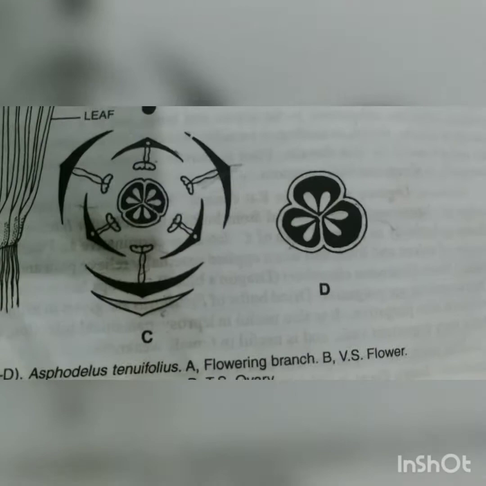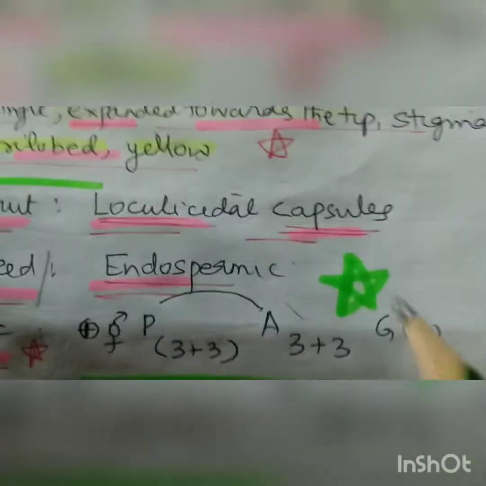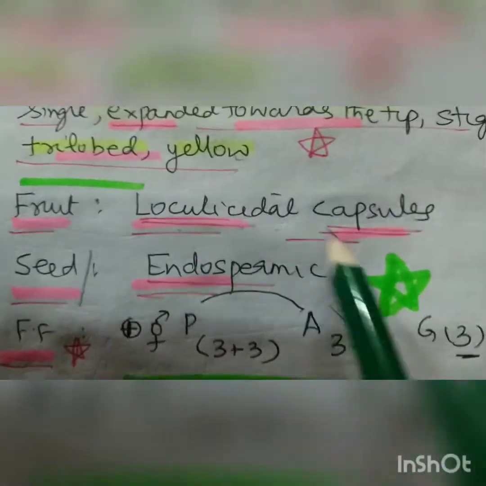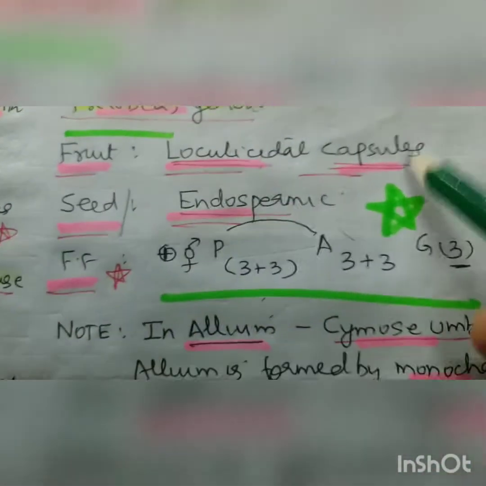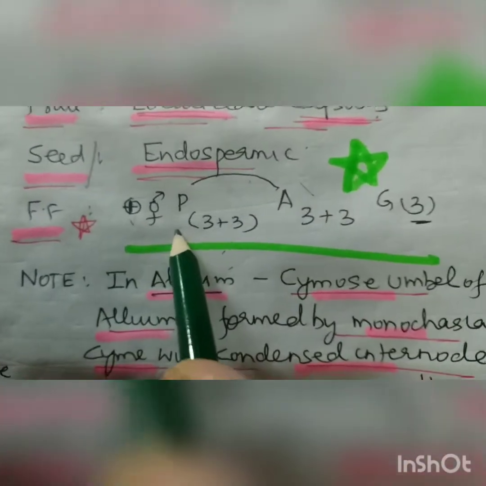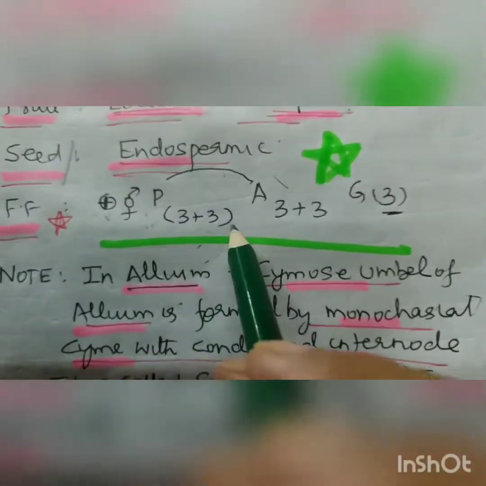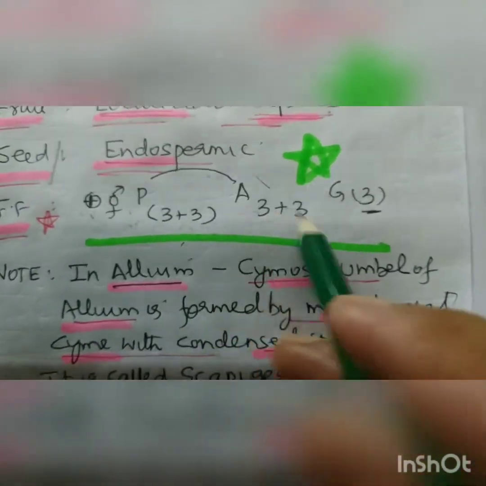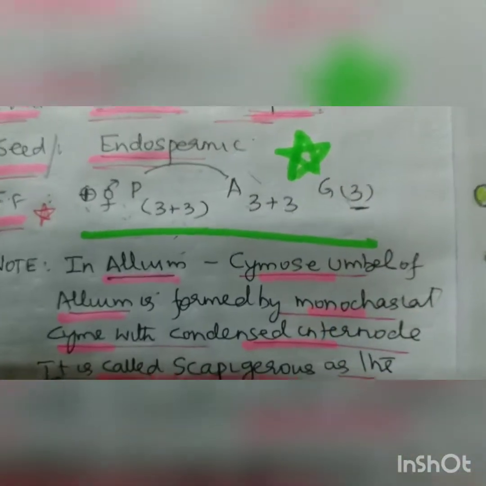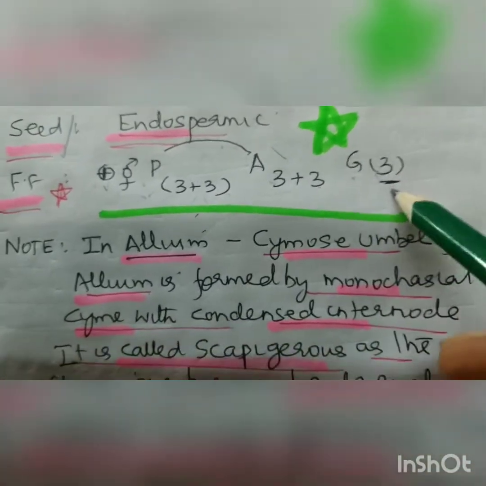So this we finish the gynoecium. I am coming to the fruit, that is loculicidal capsule, very important. Seeds are endospermic. It is hermaphrodite, actinomorphic, bisexual, P3 plus 3, fused, A3 plus 3, it is polyandrous, free, epiphyllous, and gynoecium 3, it is axile placentation.